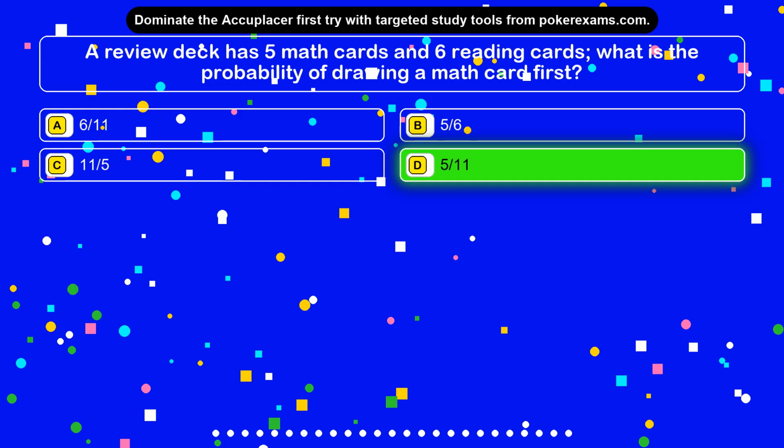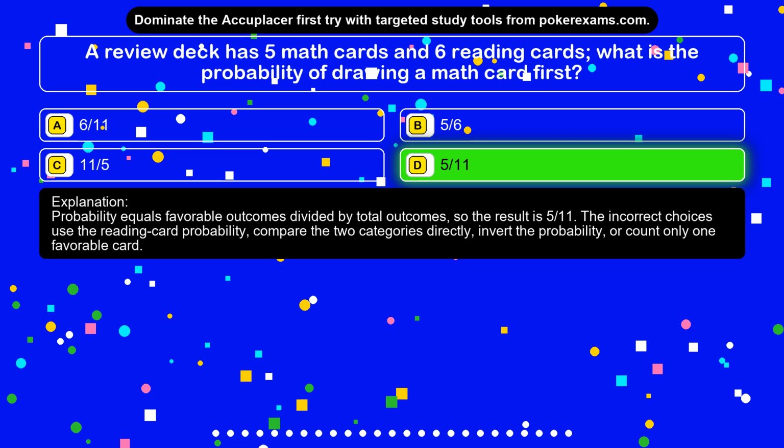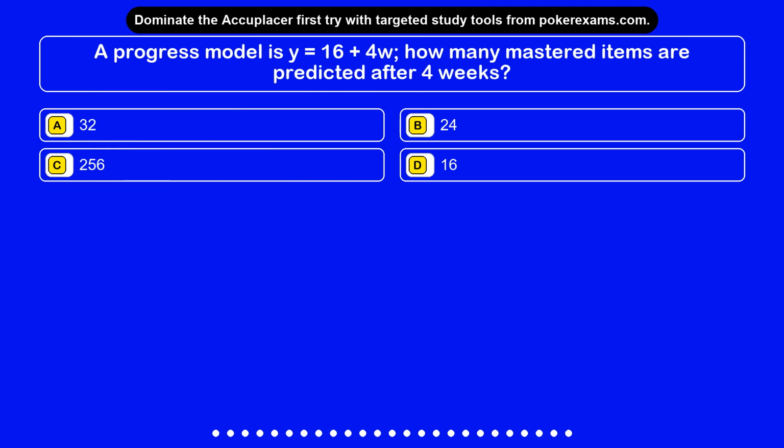The correct answer is option D, 5/11. Probability equals favorable outcomes divided by total outcomes, so the result is 5/11. The incorrect choices use the reading card probability, compare the two categories directly, invert the probability, or count only one favorable card.